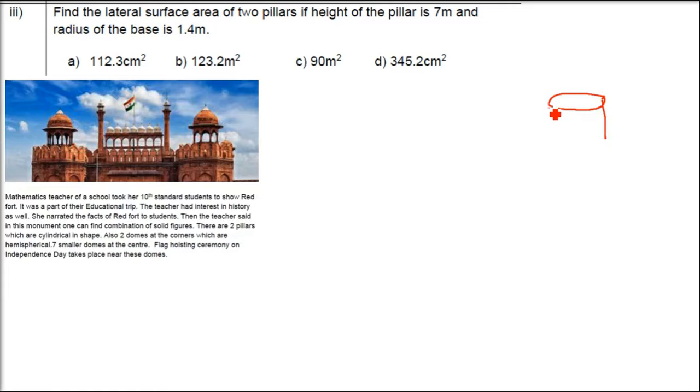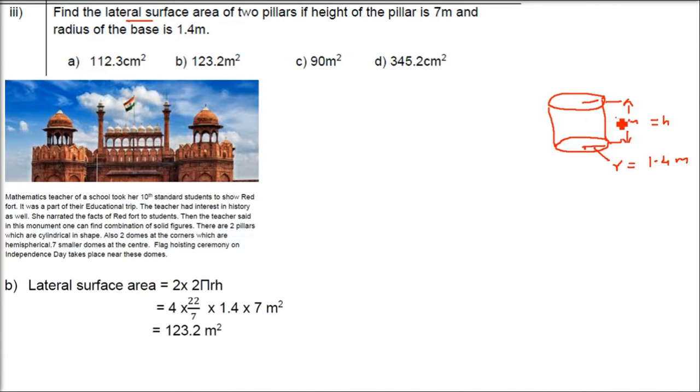So let us come again to this. This is a cylinder, and the height is given as 7 meter. From this point to this point, it's 7 meter. And the radius of the base is 1.4 meters. So this is the radius, 1.4 meter. Height is there, radius is there. Okay. Now what is lateral surface area? It's the whole surface area without the top and bottom surface. We don't take those for lateral. If you take top and bottom, it will be total surface area.